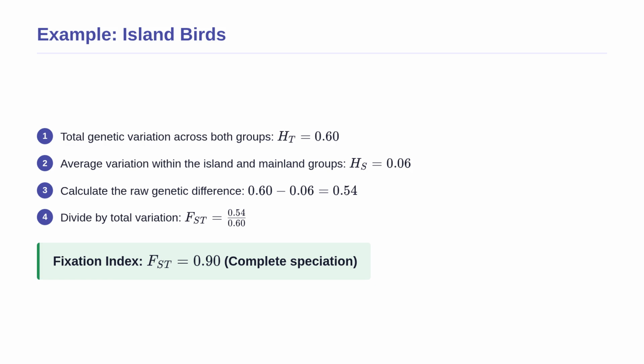We plug our values into the formula, subtracting 0.06 from 0.60 to get a numerator of 0.54. Dividing this by the total variation of 0.60 gives a final fixation index of 0.90. This extremely high value means gene flow has completely stopped, and the island birds have almost certainly undergone complete speciation.